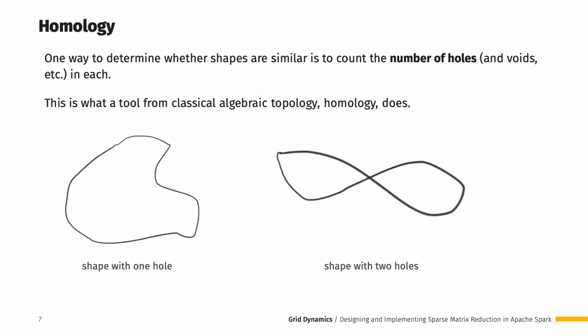About holes. There's a tool in classical algebraic topology called homology that does exactly that. So it counts the number of holes and voids. This concept of hole generalizes into higher dimensions. So for example, the empty space within a ball is also a hole, and so on in higher dimensions. In these two examples, we have on the left a shape that has one hole, the empty space that's enclosed by the loop. And on the right, we have a shape with two holes. And the number of holes is something that we really care about in this type of analysis.